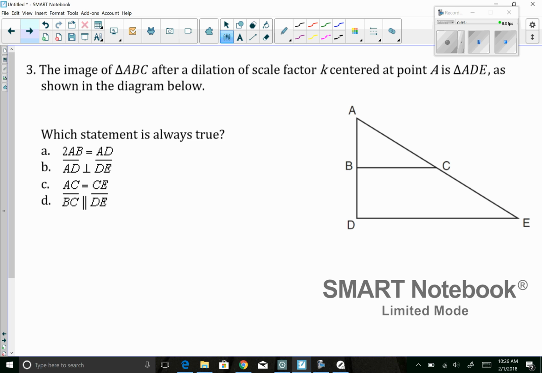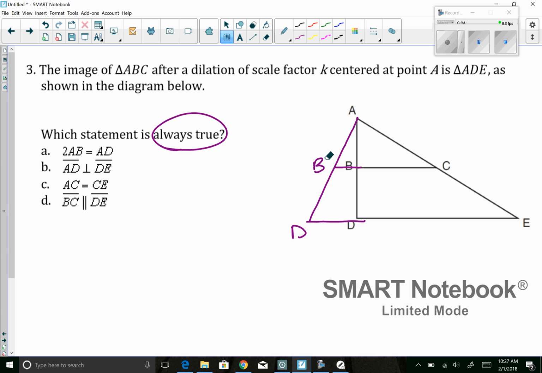Number 3 was on our last test, and a lot of people chose choice B. I want to explain why choice B does not make sense. Because it says always true, in this one situation it totally looks like AD and DE are perpendicular to each other. But if I made it so they weren't, and extended B out to here, could those two triangles still be similar? The answer is yes. So that doesn't necessarily have to be true. Could it be true? Sure, but it won't always be true. That's the tough part about these questions.